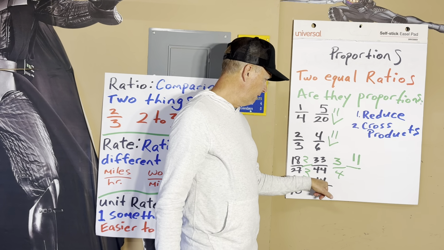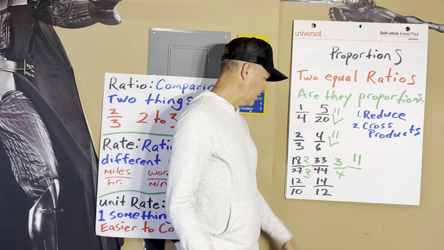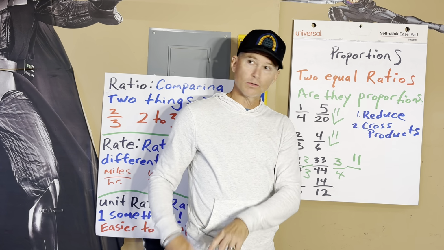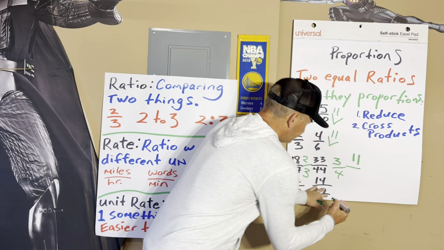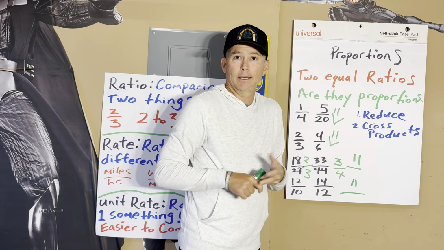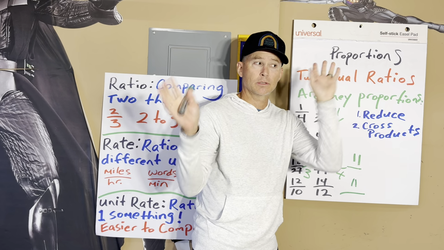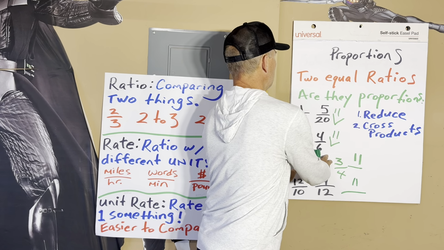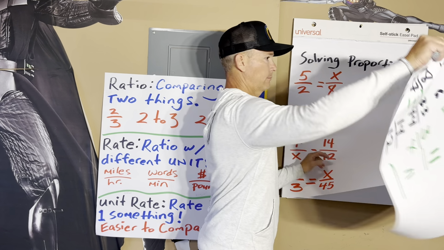10 times 14 is 140. 12 times 12 is 144. Close, but no cigar. Not a proportion. That's the test. It's either cross product, it's reduce, and cool stuff. All right.